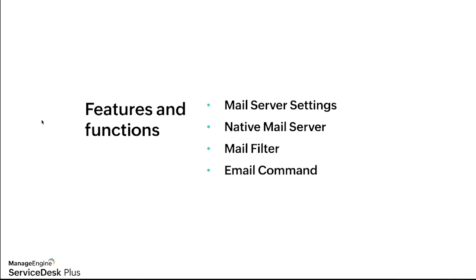Let's have a quick recap. So we were able to go through the different mail server settings available, such as modern, basic, and native mail server. Now next, we will see how we can make use of the mail filters to exclude a specific email from being created as a request, and we'll see how we can make use of the email command functionality to pass a particular field attribute once a request is created via email.